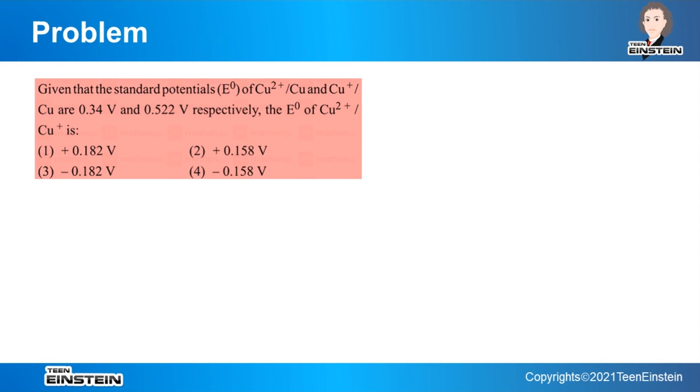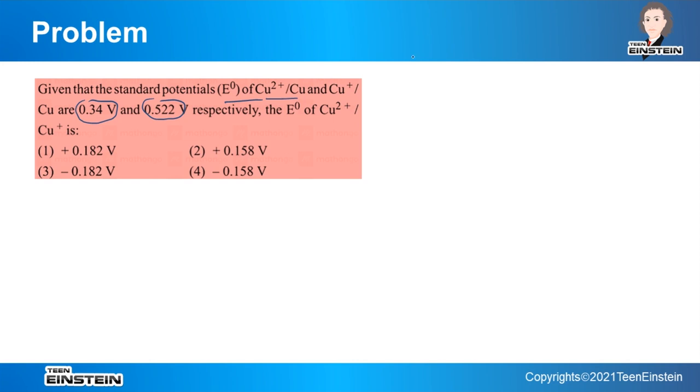Here we have a problem. So what information is given? E naught of Cu2+ to Cu is given, and another system is Cu+ to Cu. When it is 2+ to 0, the electrode potential given is 0.34, and when it is +1 to 0, it is 0.52 V respectively. So we have to find out the E naught of Cu2+ to Cu+, and 4 options are given.